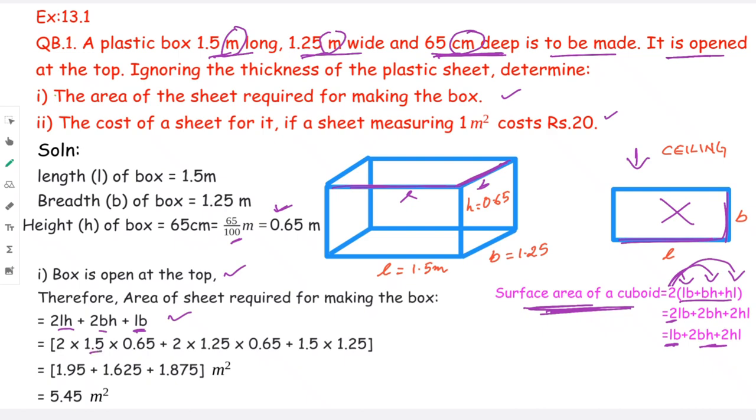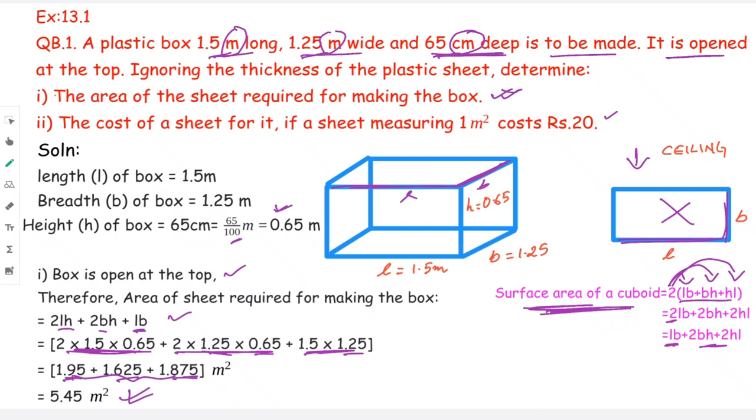Length is 1.5, height is 0.65, 2 is there because of the formula, then breadth is 1.25, height is 0.65, and then length is 1.5 and breadth is 1.25. So if you multiply these 3, 2 into 1.5 into 0.65, you will get 1.95. Same thing, multiply these 3, you will get this, multiply these 2, you will get this, and at the end you just have to add all of them, and that is how we're going to get a total surface area of 5.45 meters square. So that we found the area.